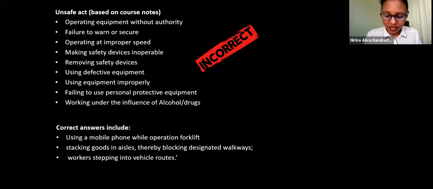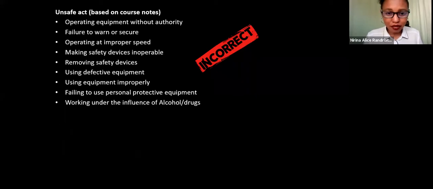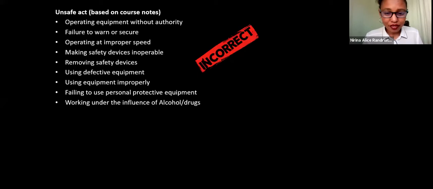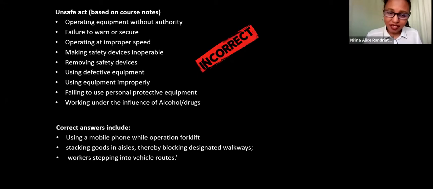Okay, one thing that we also need to observe through that question, let me go back to the question. So it says 6 marks. So you see there's a 6 between brackets. 6 marks means you need to provide at least 6 different answers to get the marks for this one. Okay. So that's when the question is based on the scenario only. So you need to get the answer from the scenario.